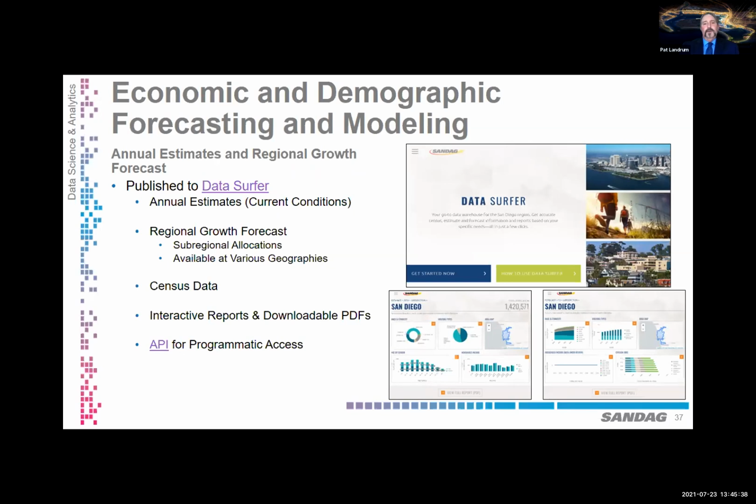Moving into our economic and demographic forecasting and modeling team. This again is the team that generates our annual estimates, our regional growth forecast. This data is published to what we call Data Surfer. Data Surfer is a self-service application where you can access a number of different data sets by vintage, by various geographies. We also have census data included on the Data Surfer. There are interactive reports and downloadable PDFs, as well as an API for folks to access that data programmatically should they desire. Next slide, please.